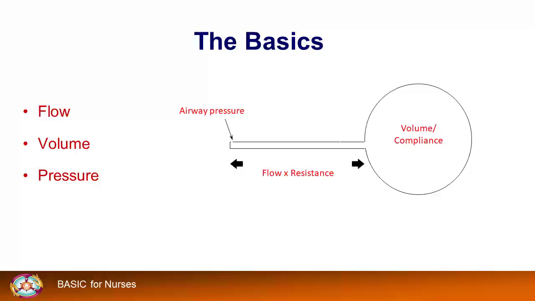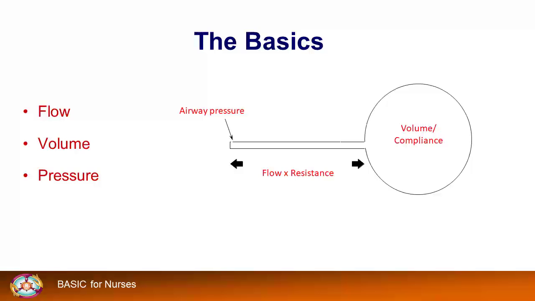Resistance in mechanical ventilation refers to anything that opposes the flow of gas through the airways. Resistance is created by the endotracheal tube and the patient's own airways, as well as the chest wall and the lung itself. Increased resistance impedes the flow of gas.